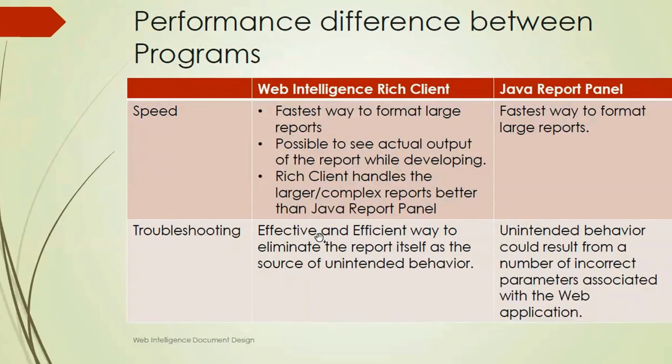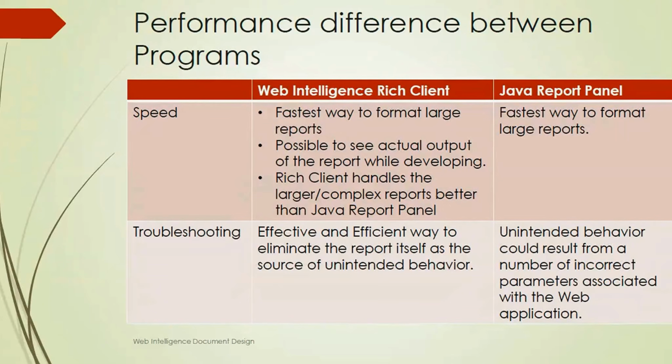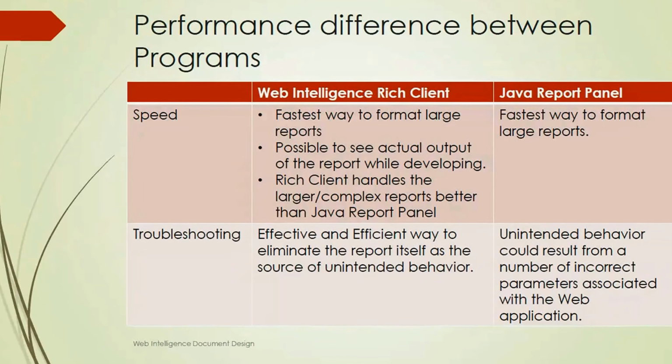Coming to troubleshooting, this is an effective and efficient way to eliminate the report itself as the source of unintended behavior. If there is unintended behavior, which we are not expecting, then we can directly eliminate the report itself as a source, while in Java Report Panel, unintended behavior could result from a number of incorrect parameters associated with the web application. Because this is a web application, if something unexpected is happening, it could result in incorrect parameters getting associated with the web application or the Web Intelligence documents. So that would not be easy to troubleshoot if any issues come up.